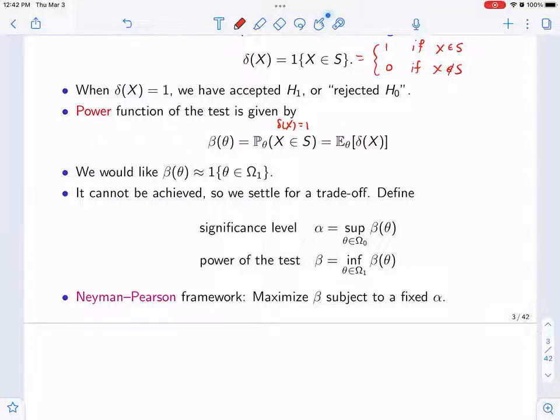Okay, is the idea clear? Questions? Comments?